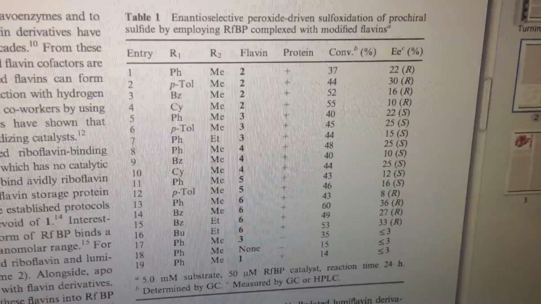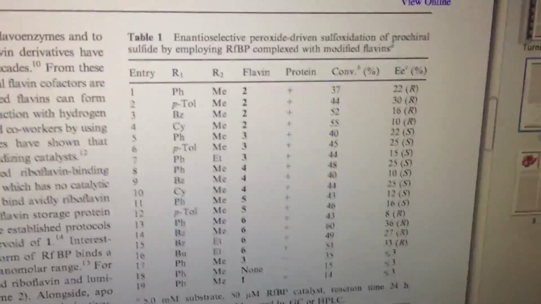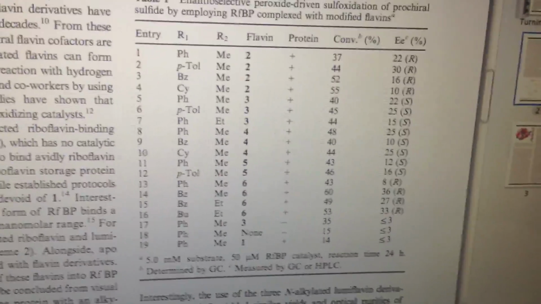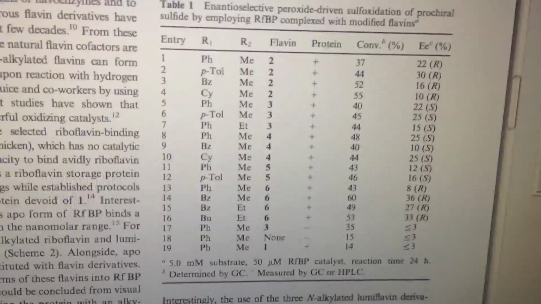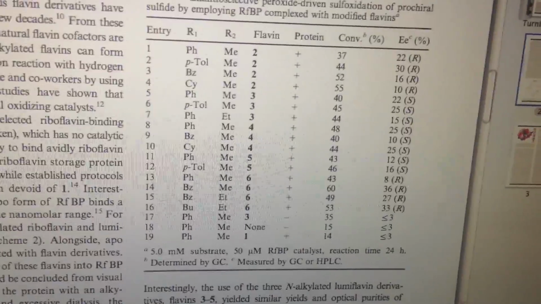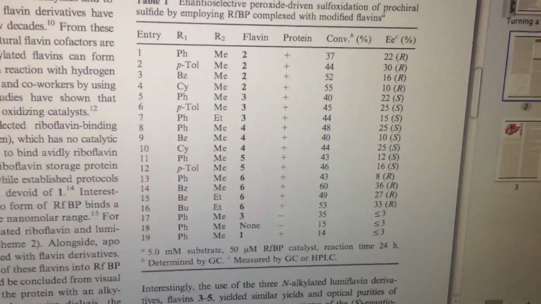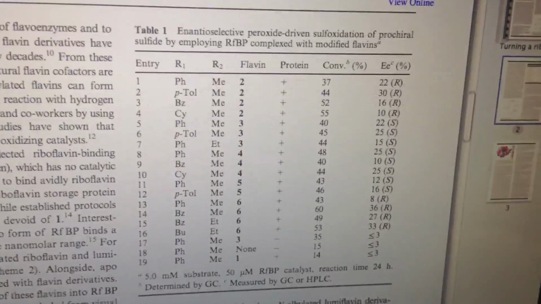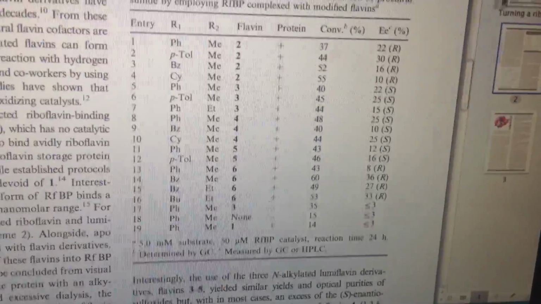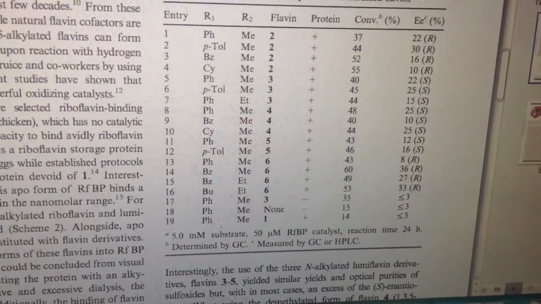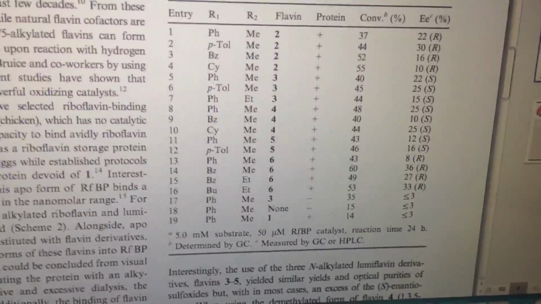The data that I'll be presenting is from their Table 1. This table basically summarizes all the data from the experiment. It shows the 19 different entries that they used, where they basically changed R group 1, R group 2, and the flavin structure that was within each molecule. They also had positive and negative proteins, and they showed the rate of conversion from the original molecule to the molecule that they were hoping to get.